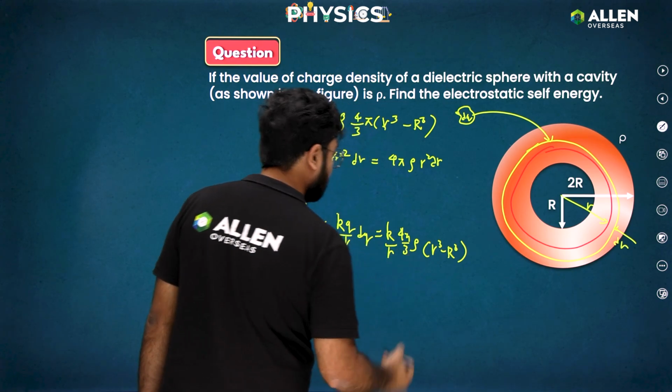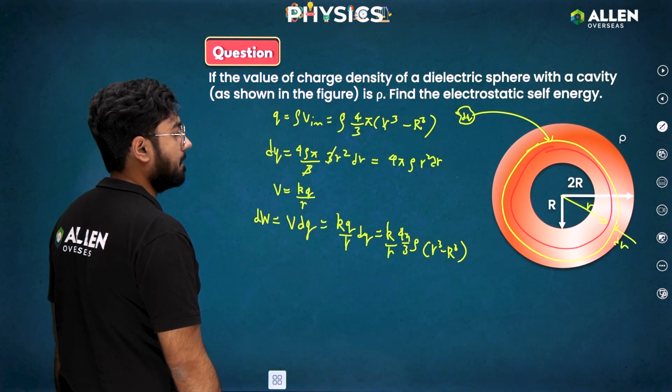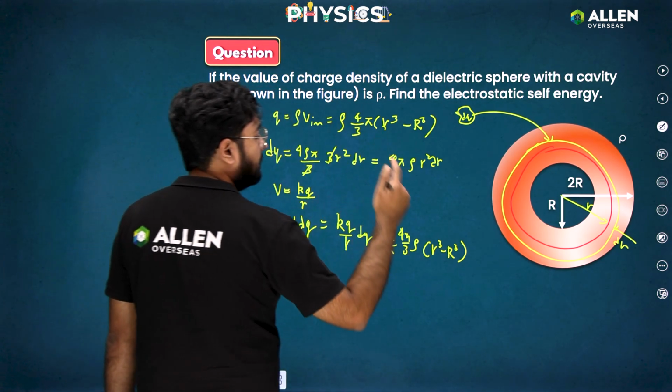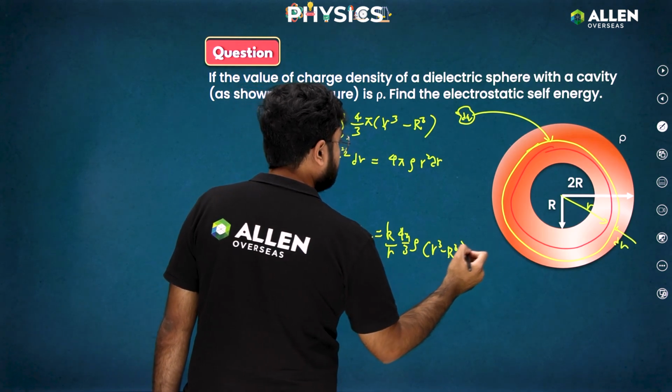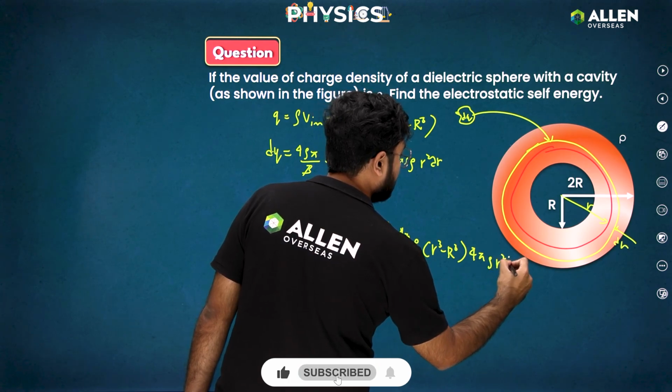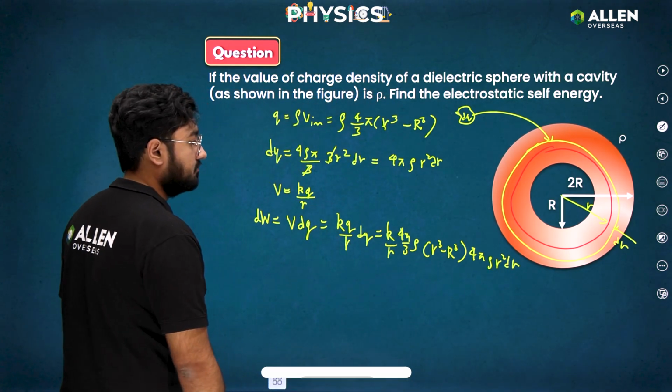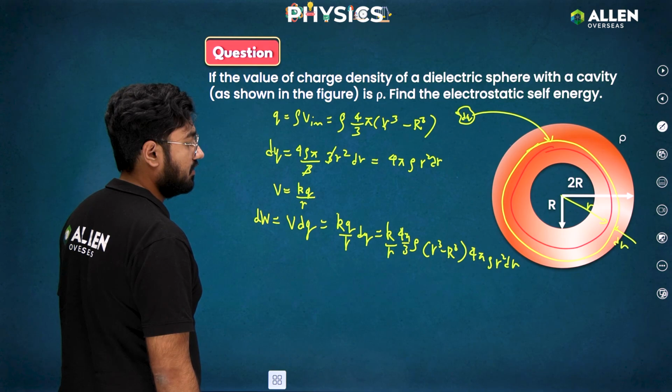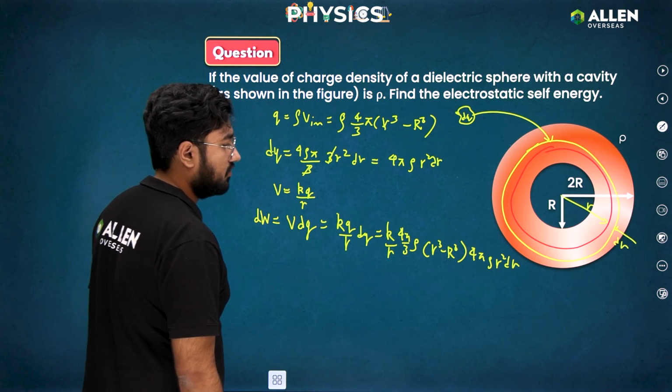There is one r already sitting here, times dq, 4 pi rho r square dr, right? No rocket science.